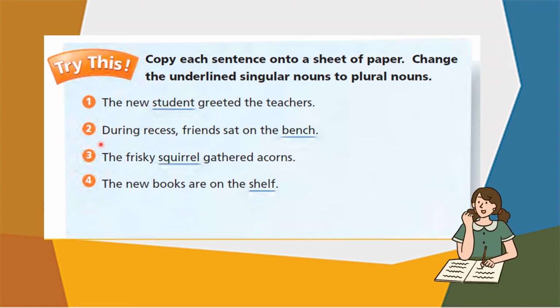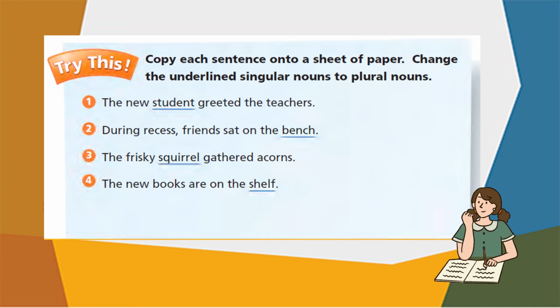Number 2, during recess, friends sat on the bench. What is the plural form for bench? Number 3, the frisky squirrel gathered acorns. Plural form for squirrel is. And number 4, the new books are on the shelf. What is the plural form for shelf?